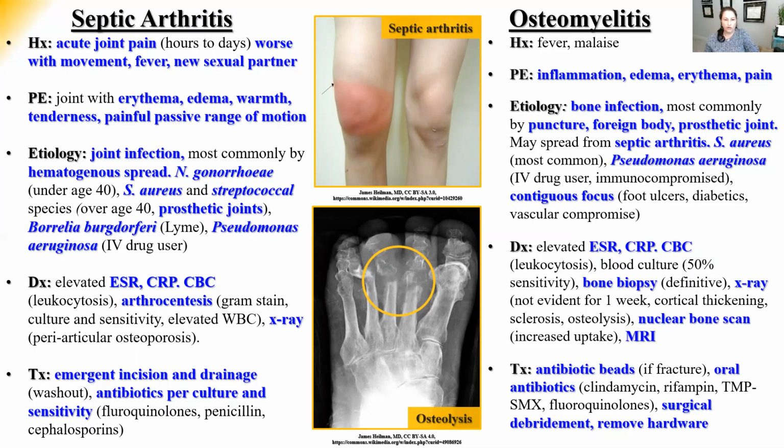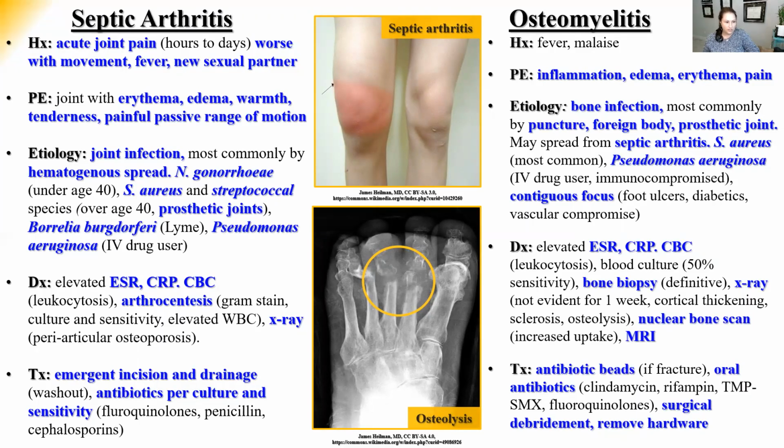Under the age of 40, we think about gonorrhea. Over the age of 40, and in people who have prosthetic joints, we think about Staph aureus and streptococcal species. People who have Lyme disease, remember Borrelia burgdorferi, that's the causative agent of Lyme disease. Pseudomonas, we think about with IV drug users, because remember, this is a hematogenous spread.